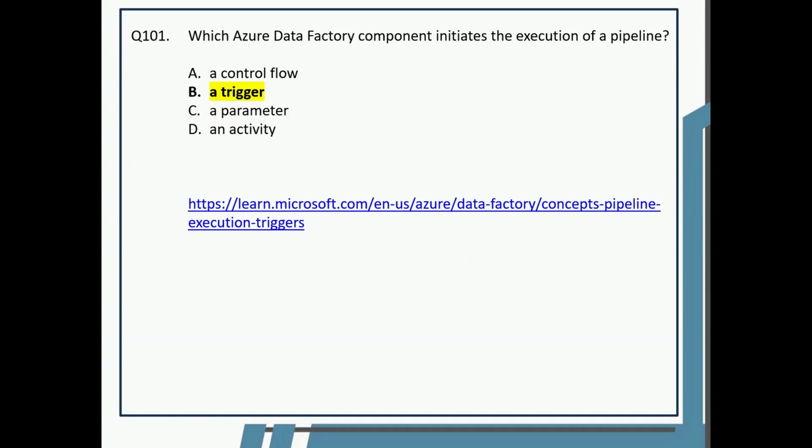For example, on a schedule, in response to an event like a file arriving in blob storage, or manually on demand. Activities are the steps that do the actual work within a pipeline. Control flow manages the sequencing and logic between activities, and parameters pass dynamic values into pipelines at runtime.